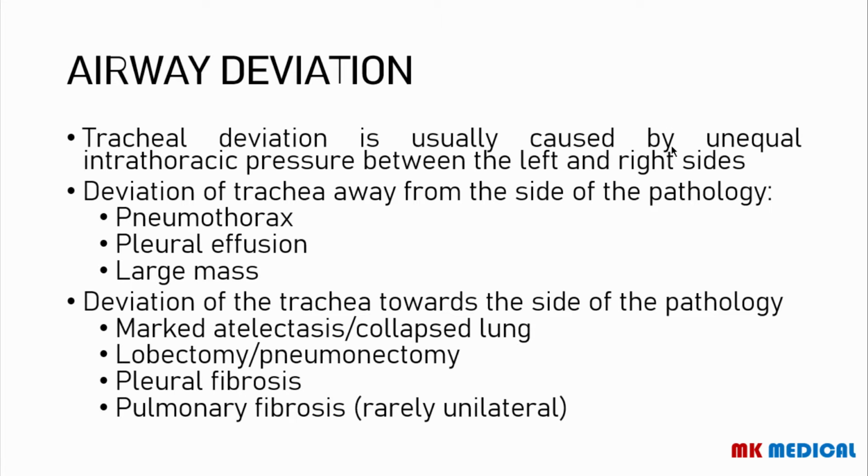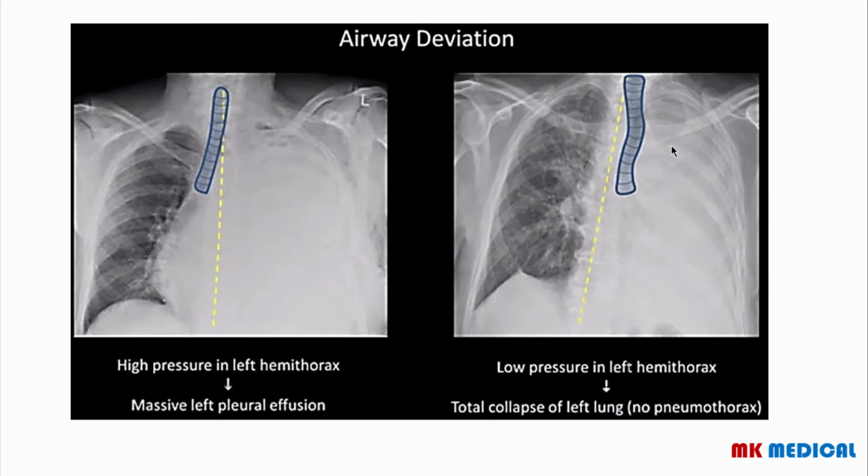Remember that the trachea is going to be deviated when you have unequal intrathoracic pressures on either the left or the right side. So there are some pathologies that could push the trachea away from the affected side. So things like pneumothoraces, that's the plural of pneumothorax. You could also have pleural effusions, even a large mass on one affected side. You could also have things that will deviate the trachea towards the side of the pathology. Things like marked atelectasis or collapsed lungs. You could have a lobectomy or a pneumonectomy, pulmonary fibrosis, even pleural fibrosis to some extent.